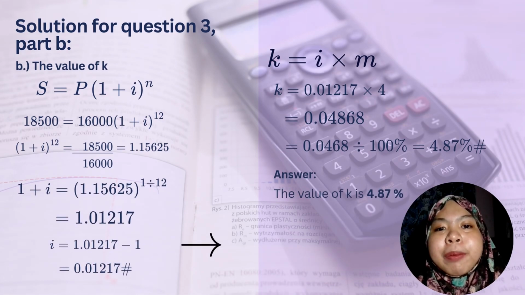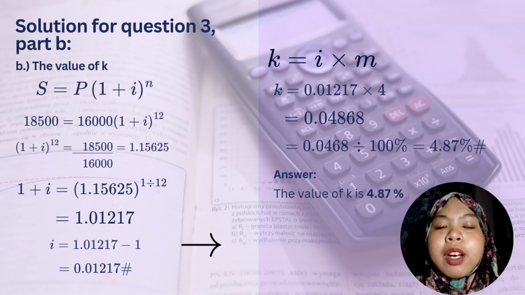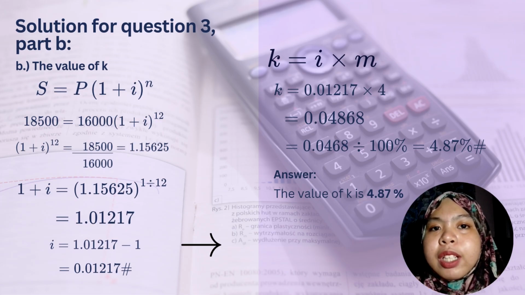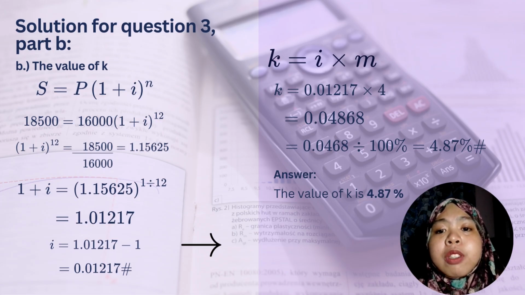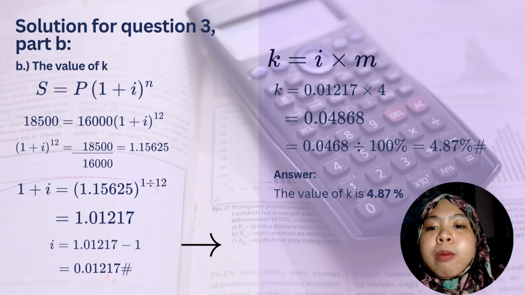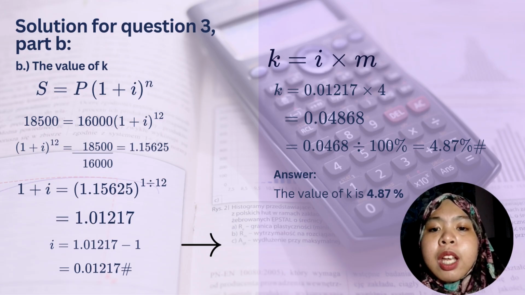Next, let's solve part B, where we need to find the value of K. The formula that we're going to use is S equals P(1 + i)^N. Now, let's fill in the information. 18,500 equals 16,000(1 + i)^12. Next, we are going to move the 16,000 to the left and divide 18,500 by 16,000, which equals 1.15625.